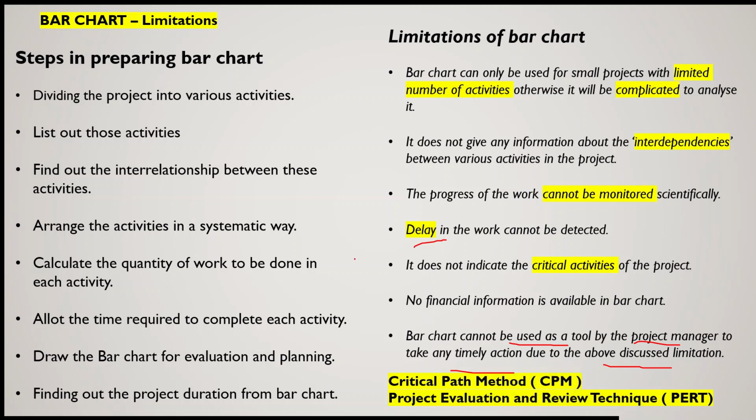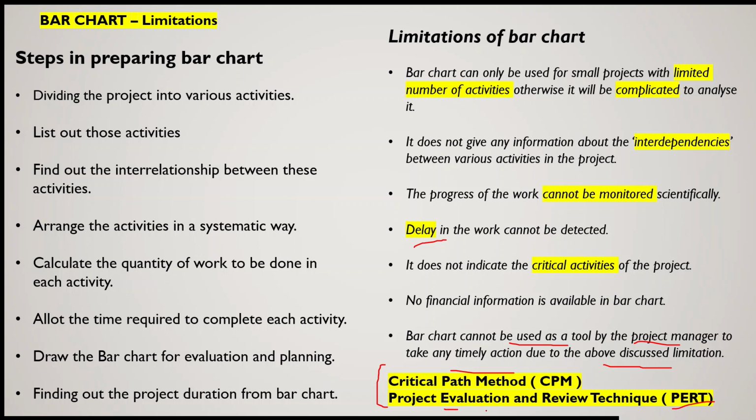So to overcome all these types of limitations, no doubt a bar chart is very easy to construct and very easy to plan in the case of small-size projects, but in bigger projects it will not be helpful, so it will have some limitations. And to overcome all limitations, another method has been in practice, that is the critical path method, that is CPM, and the project evaluation and review technique, PERT.